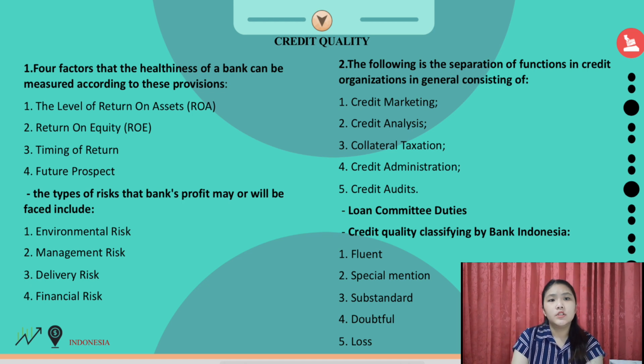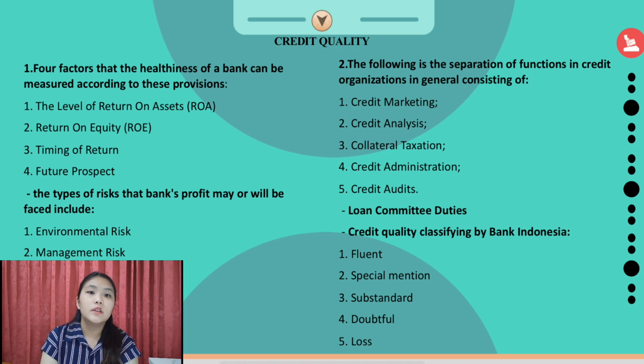so that it has a lower risk and does not cause problems. The duties of the credit committee include making decisions and reviewing new credit, ensuring the completeness of credit documents, and approving credit extensions and changes in credit terms and conditions. And then Bank Indonesia classifies credit quality as fluent, special mention, substandard, doubtful, and loss, with different specifications and explanations for every classification of credit quality.